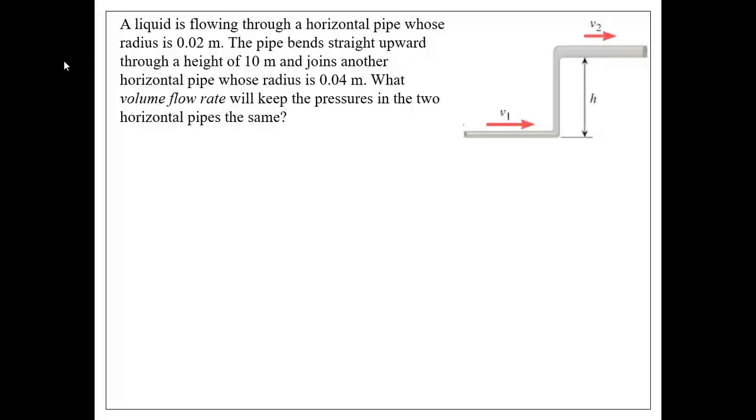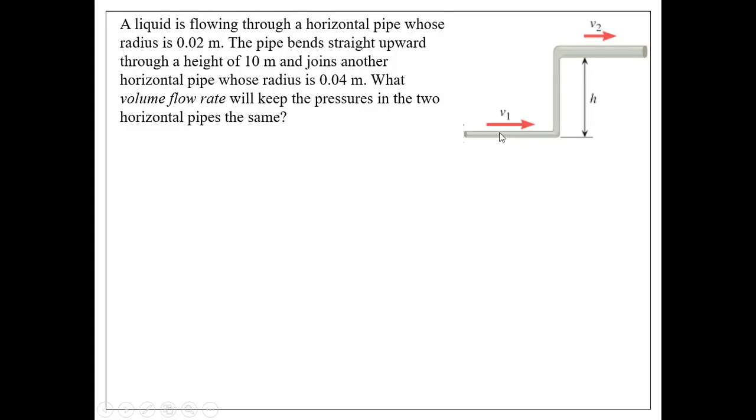In this video, we have a liquid that's flowing through a horizontal pipe of radius 0.02 meters, and the pipe bends straight upward through a height of 10 meters, and it joins another horizontal pipe of radius 0.4 meters. And it wants us to find the volume flow rate that will keep the pressures in the two horizontal pipes the same. So here's a diagram to help you visualize.